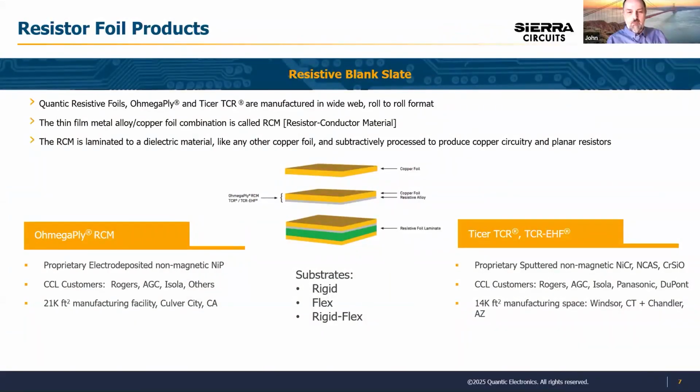Over time, they developed a little bit different applications. So Panasonic might use more TCR than Omega and things of that type. But we basically work with all the laminators. And we have our major facility for sputtering in Windsor, Connecticut. And then the finishing operation, where we put an adhesion promoter on the copper and cut it to size for the customers, is in Chandler, Arizona.